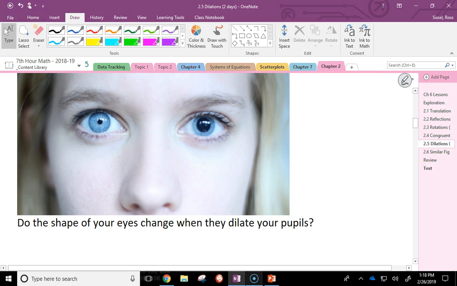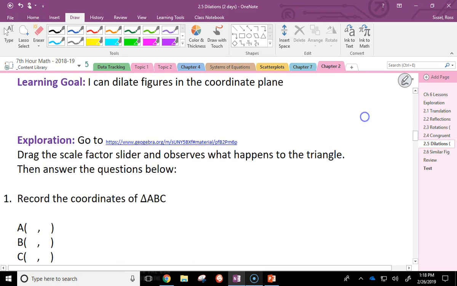Did the shape of your eyes change when they dilated them? Did the pupil change? The shape itself stayed the same. The shape stayed the same, but the size changed. So we didn't change the shape. And this is what we're going to work on today. It says, I can dilate figures in a coordinate plane. We are going to be changing the size of a shape today. That's going to be our biggest focus.